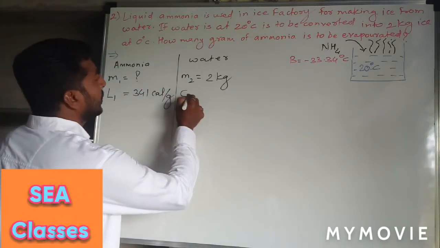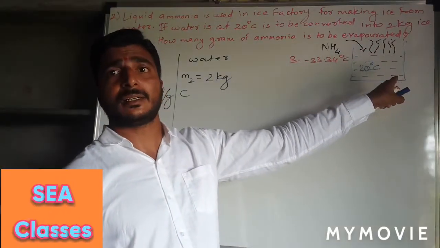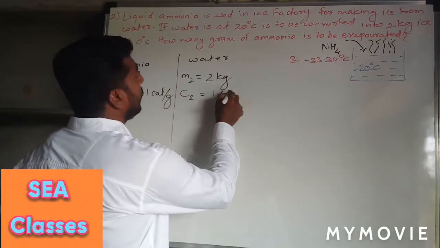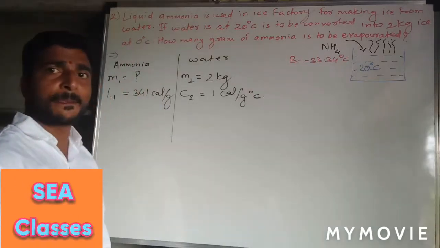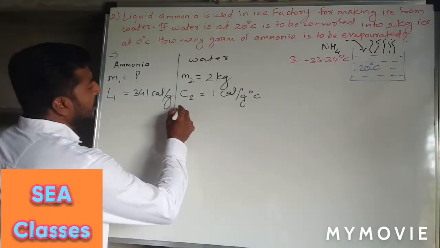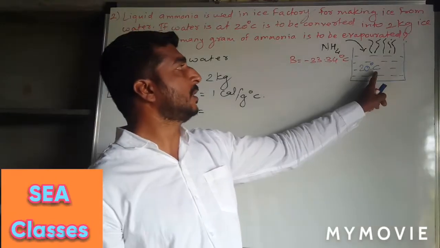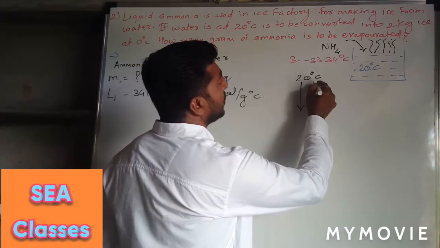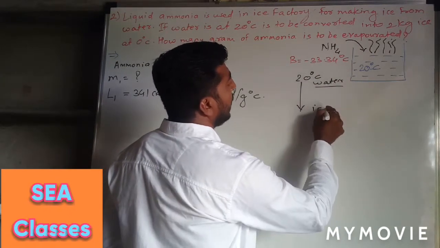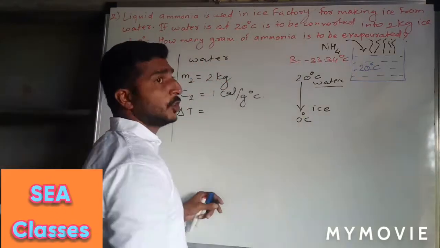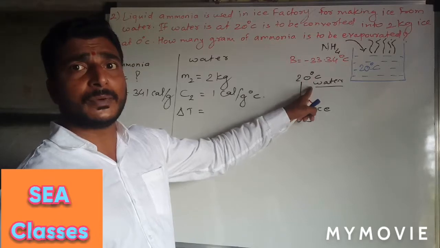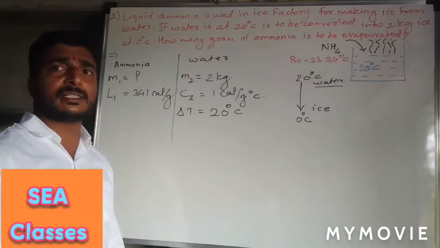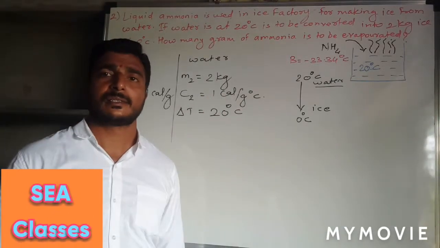Now in the case of water, what is happening? There is a change in the temperature, and for that purpose we need the specific heat. The specific heat of water is 1 calorie per gram degree Celsius. And what will be the change in the temperature, delta T? The temperature of water was 20 degrees Celsius, and when we put ammonia into it, it will reduce the temperature and form ice at 0 degrees Celsius. That means there is a drop in the temperature. So the change is 20 minus 0, that is 20 degrees Celsius. So the change in the temperature of water, delta T, will be 20 degrees Celsius.